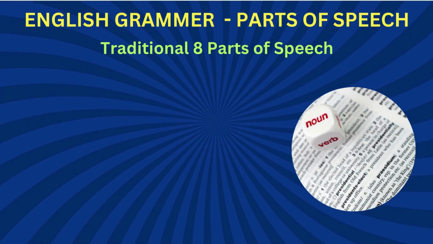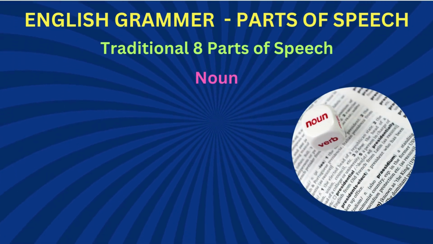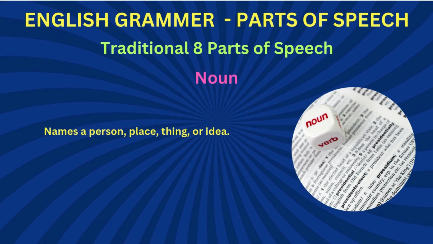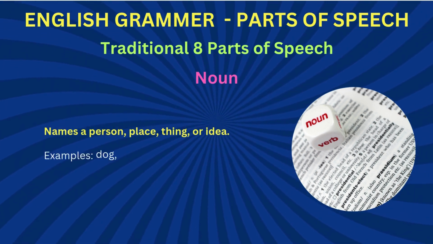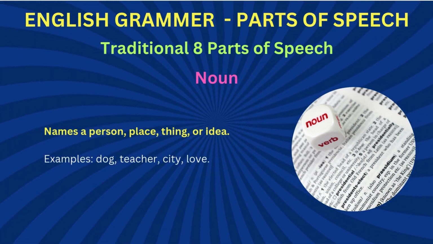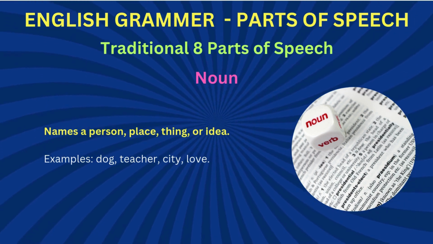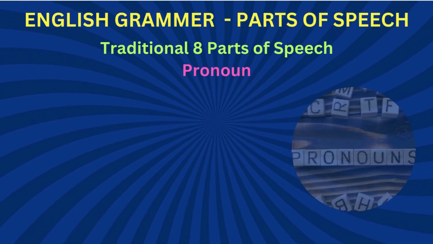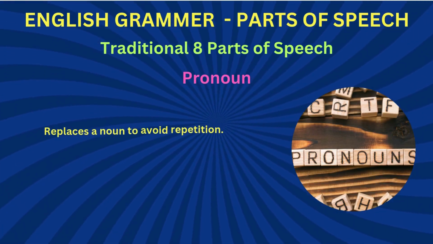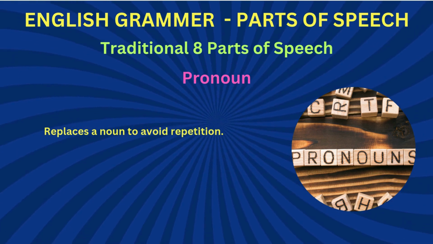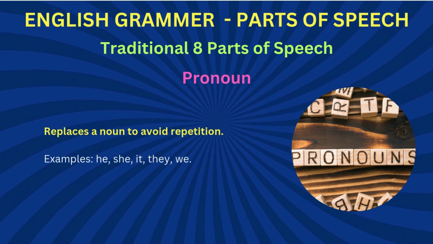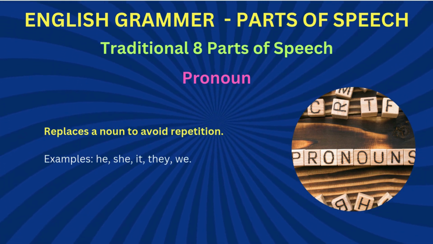Traditional 8 parts of speech. Noun. Names a person, place, thing, or idea. Examples: dog, teacher, city, love. Pronoun. Replaces a noun to avoid repetition. Examples: he, she, it, they, we.